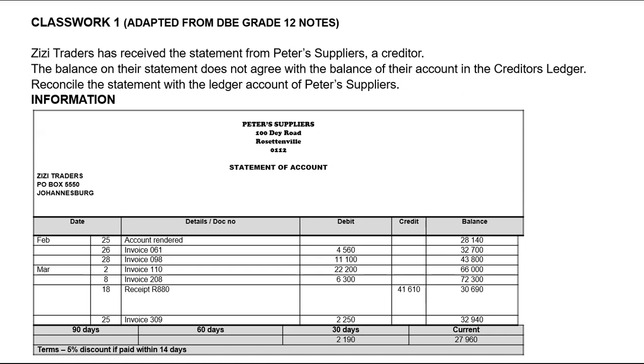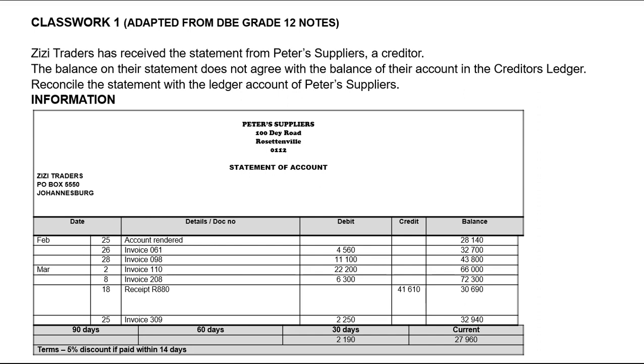Now we're going to be doing classwork 1, adapted from DBE grade 12 notes. ZZ Traders has received the statement from Peter Suppliers, a creditor. The balance on their statement does not agree with the balance on their account in the creditors ledger. We need to reconcile the statement with the ledger account of Peter Suppliers. Now we've got Peter Suppliers, and to them we are ZZ Traders.